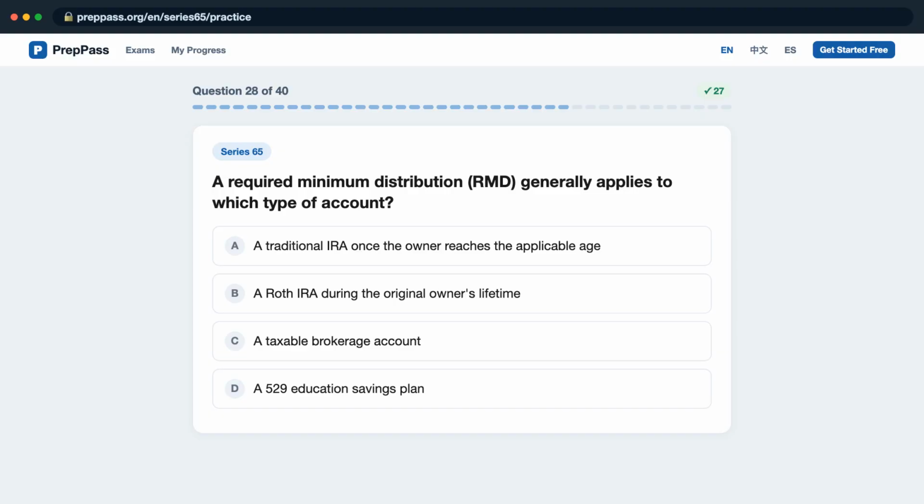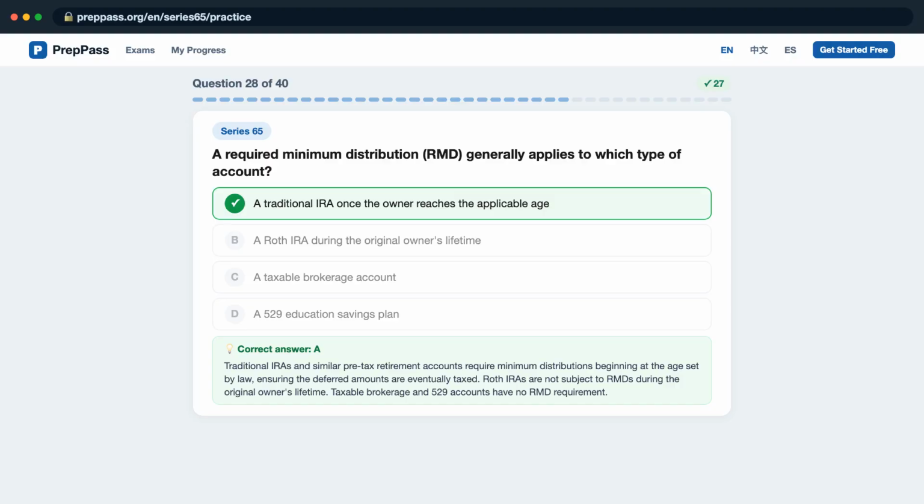Question 28. A required minimum distribution, RMD, generally applies to which type of account? Is it A, traditional IRA once the owner reaches the applicable age? B, a Roth IRA during the original owner's lifetime? C, a taxable brokerage account? D, a 529 education savings plan? The correct answer is A.